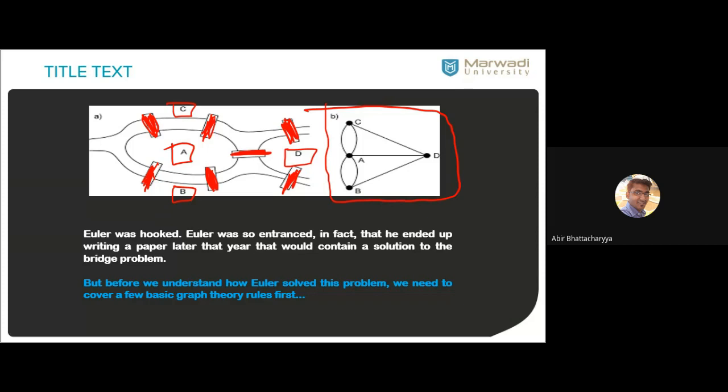Now the target is that starting from any vertex, we have to come back to the vertex covering all edges, covering all bridges. I will start walking from one point, any of the lands. It may be B, it may be A, it may be C. I will cover all those bridges and I will come back to that point again.